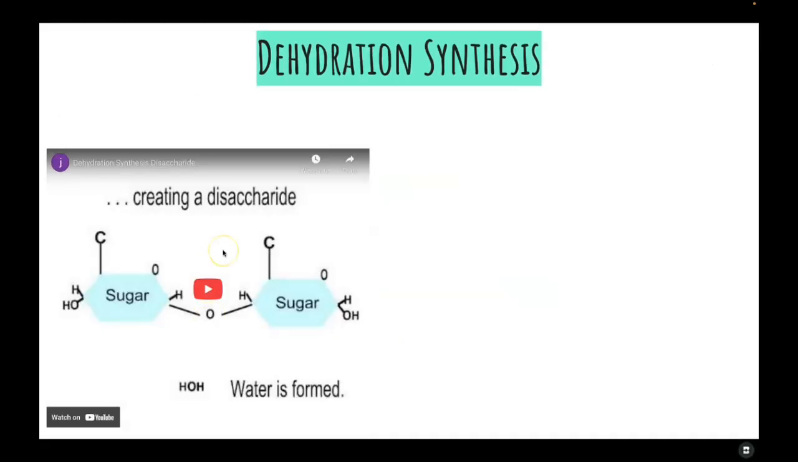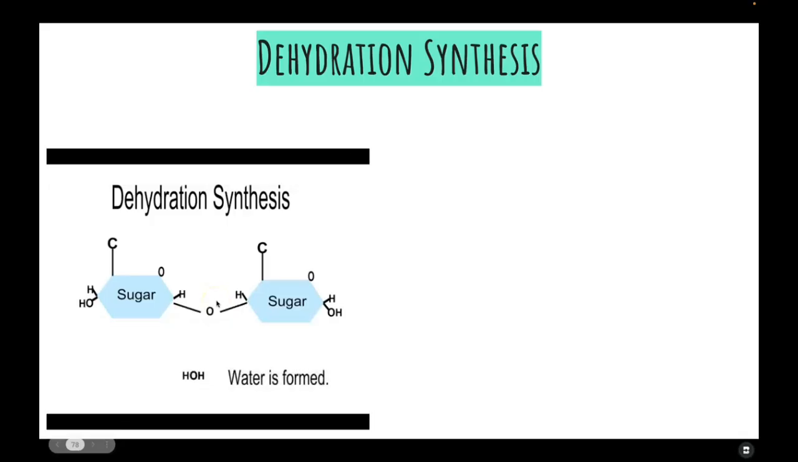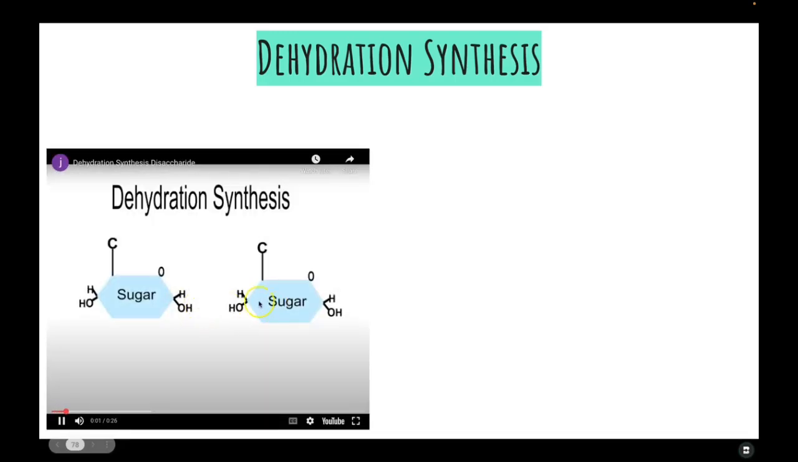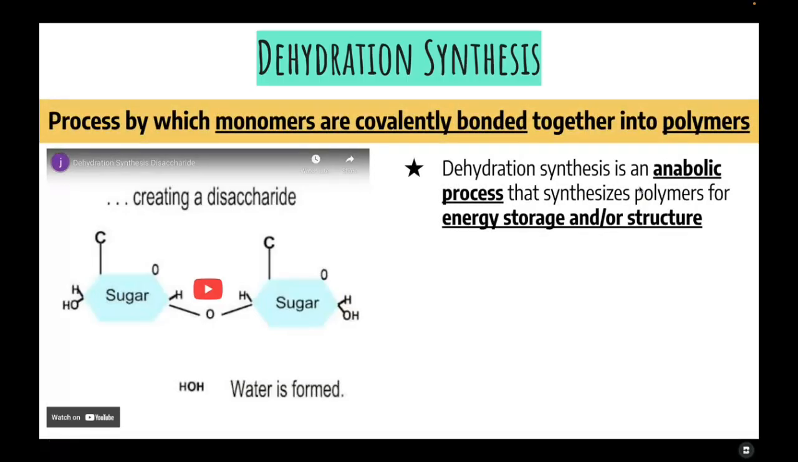Alrighty, so I'll show you a video of dehydration synthesis. In dehydration synthesis, remember, you're making water as a byproduct, and then covalently bonding monomers. So here you can see 2 simple sugars creating 1 complex sugar. All right, so again, monomers are covalently bonded together into polymers.